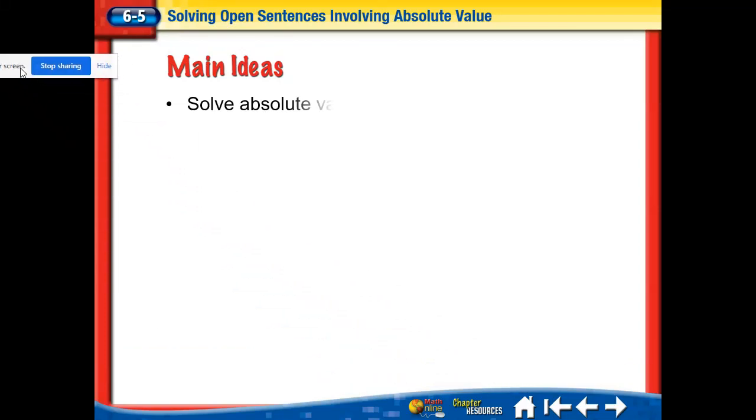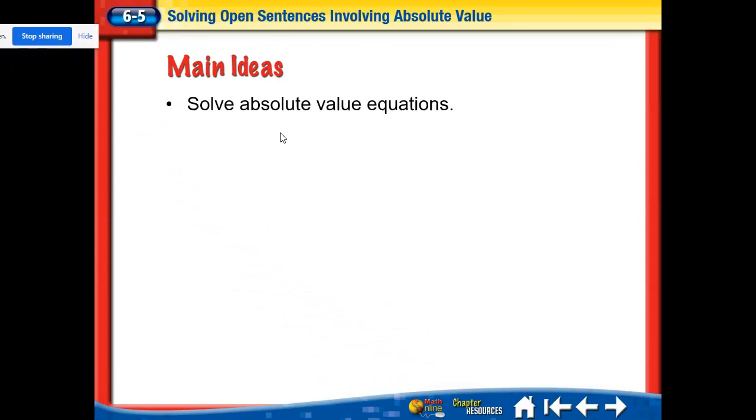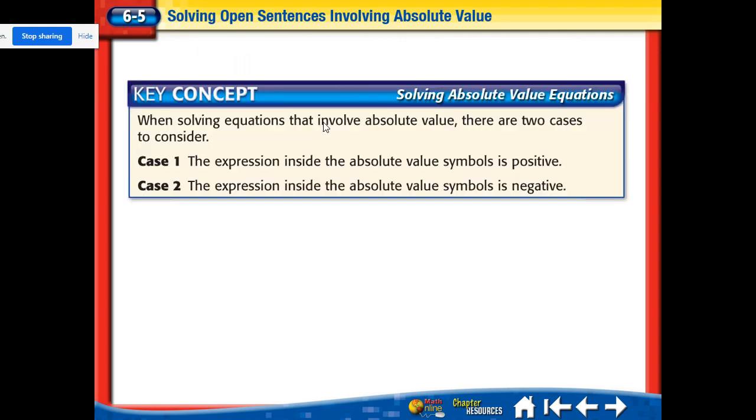All right, today we're going to be working with absolute values. So we're going to solve absolute value equations, and then we're also going to graph absolute value functions. So we're going to do both of those today. Those are our two objectives. All right, so let's talk about solving absolute value equations first.